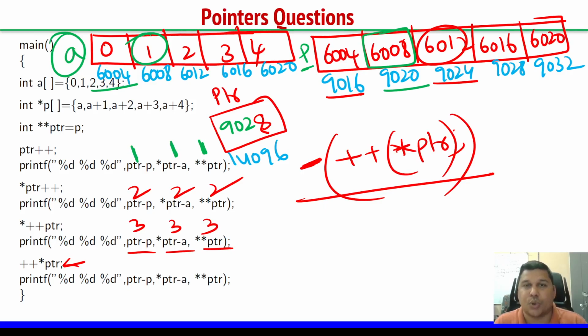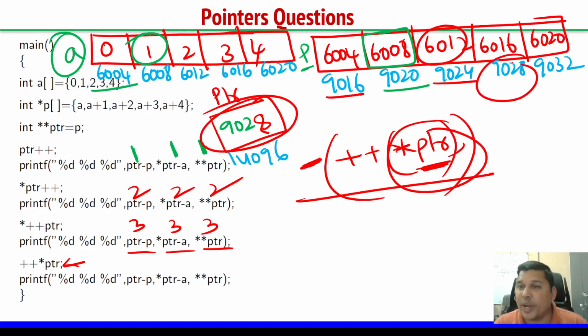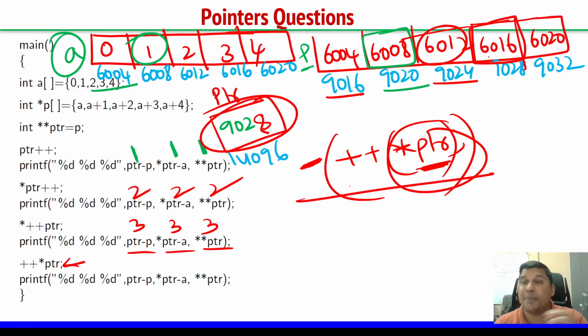That is clear. We have to do star PTR first, then on top you do pre-increment. So what is the star PTR value? What is the PTR value? PTR value is 9028. What is the star PTR value? Star of 9028 means 6016. Plus plus of that means this memory location, which is pointing to 6016. This value I have to take, add 1 to it, and store it back again here.